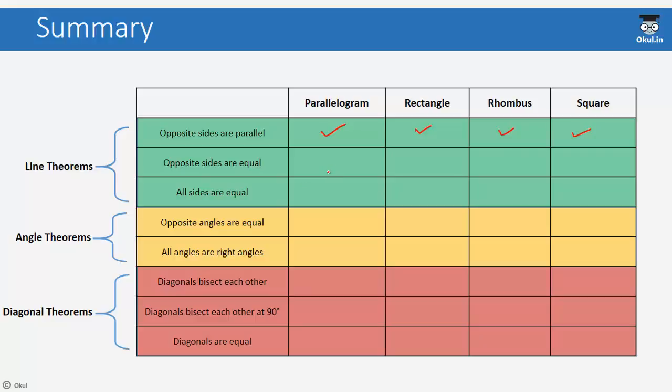The next one is opposite sides are equal. Again, here in parallelogram, opposite sides are equal. Therefore, this is true. It is true for a rectangle, rhombus and square, since all these are children of parallelogram.